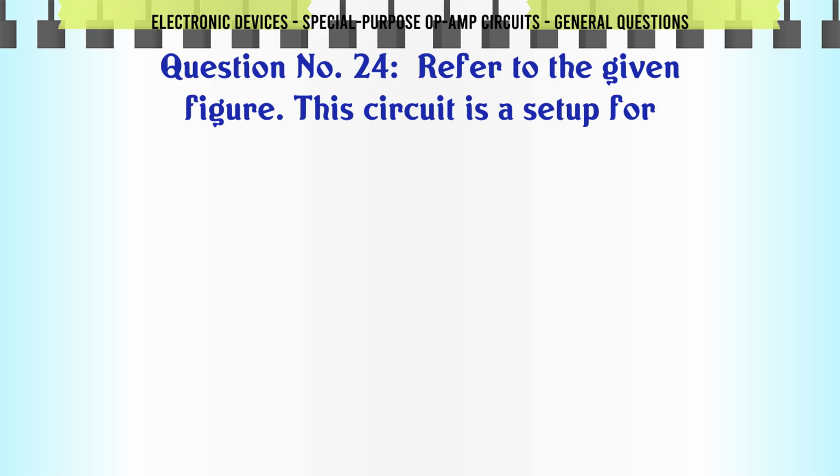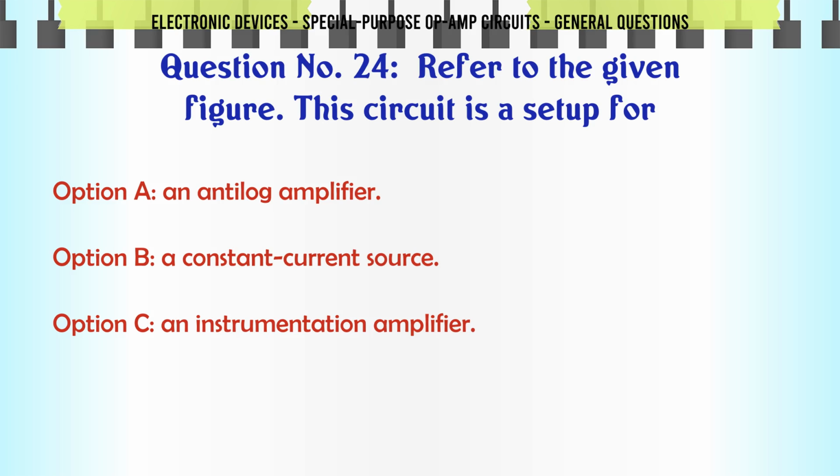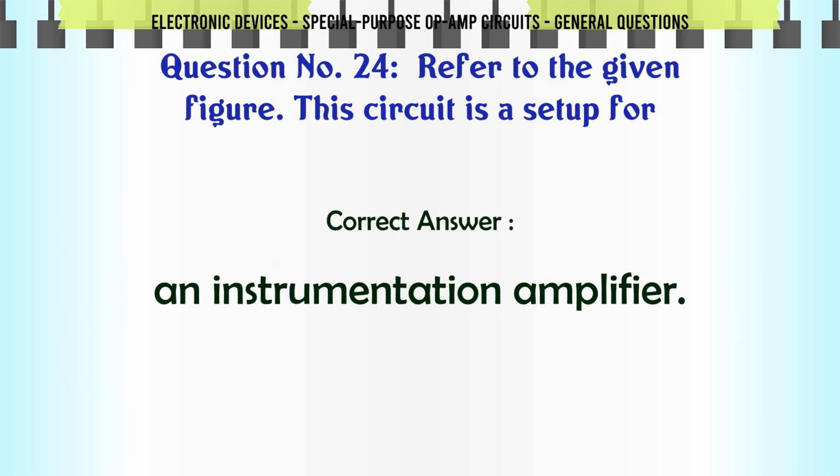Refer to the given figure. This circuit is a setup for A. An antilog amplifier. B. A constant current source. C. An instrumentation amplifier. D. An isolation amplifier. The correct answer is an instrumentation amplifier.